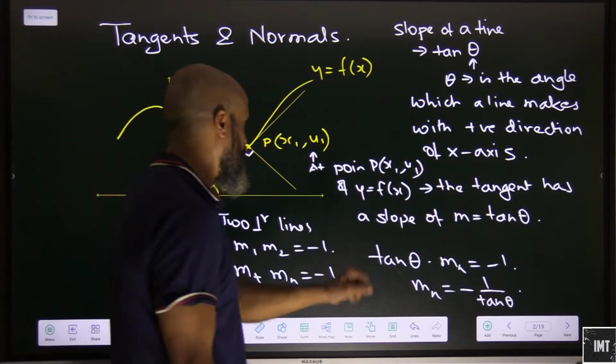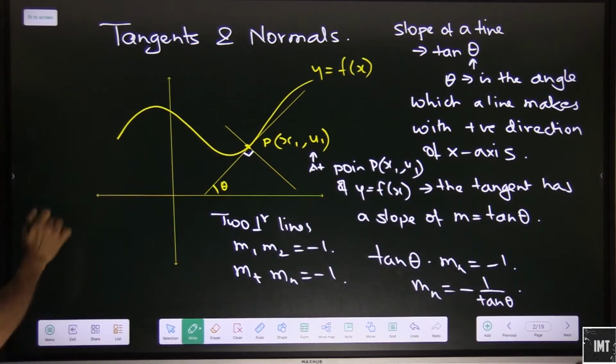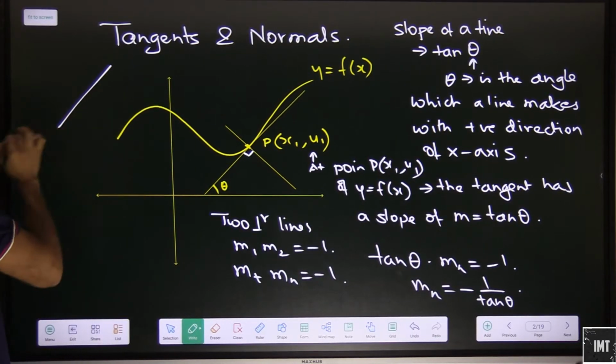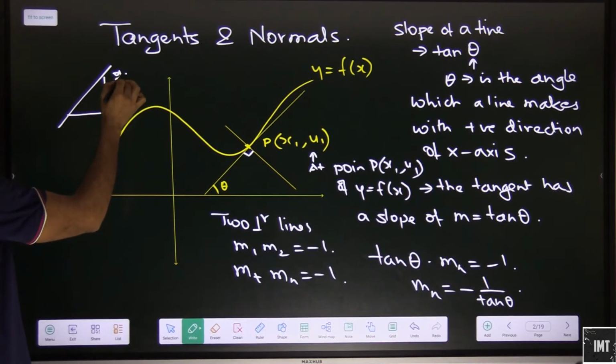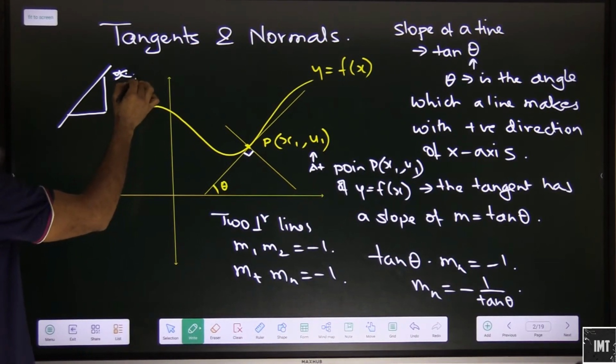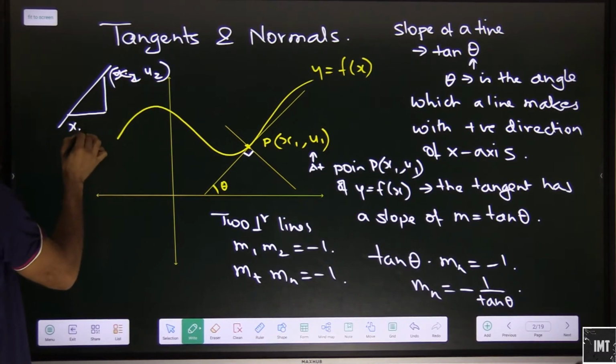Now how do we find the tan theta? See, if we have a curve like this, we can say that this has coordinates x2, y2, and this has coordinates x1, y1.